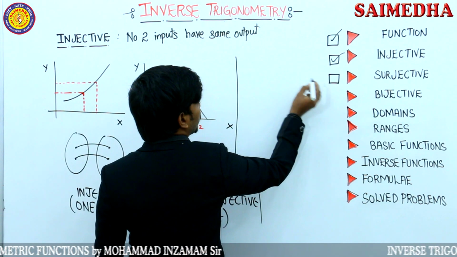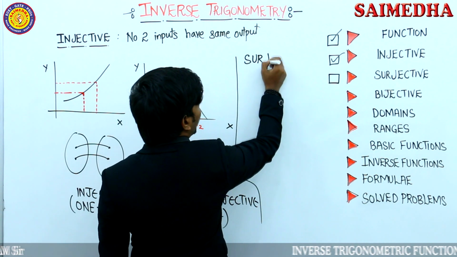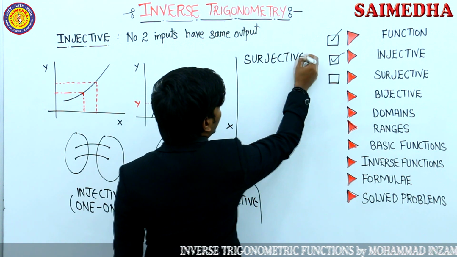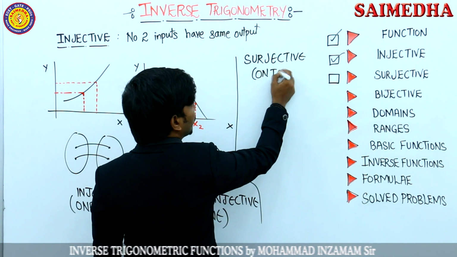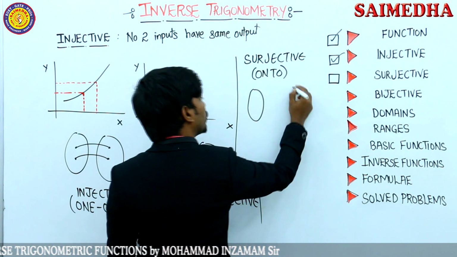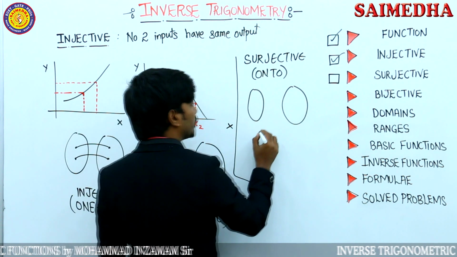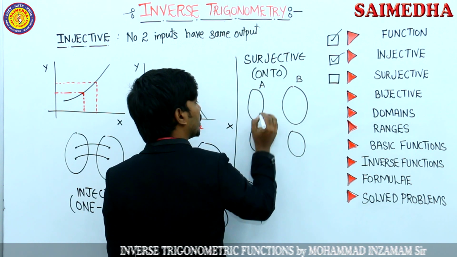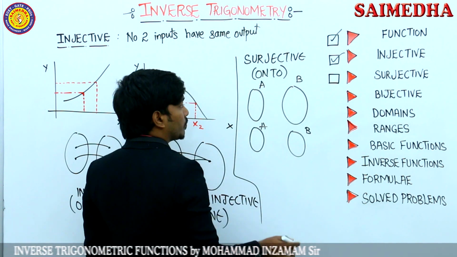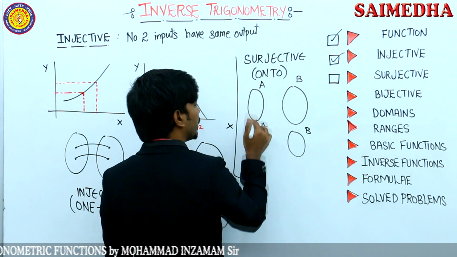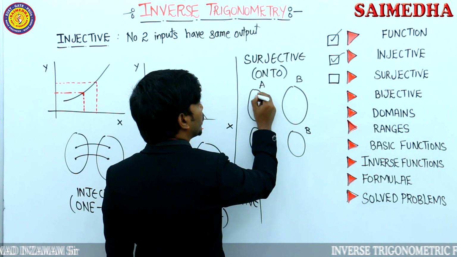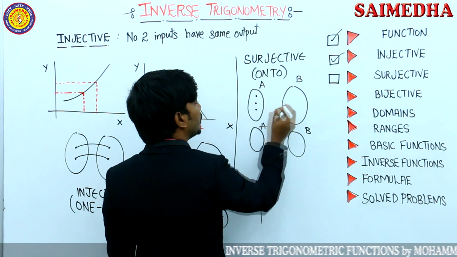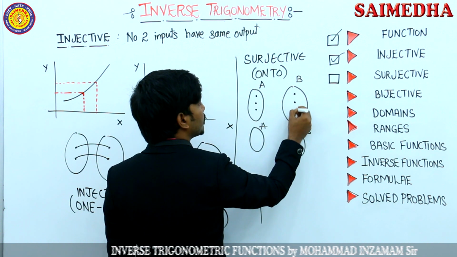Now let's move on with another one, that is surjective, guys. Let's see what is the meaning of surjective. Surjective is called an onto function. If I draw a Venn diagram, you can understand very easily. Two Venn diagrams I am going to draw. Observe here. Let's say this is capital A and this is capital B. Elements of B are small b, elements of A are small a. Here we are having three values, here we are having three values.